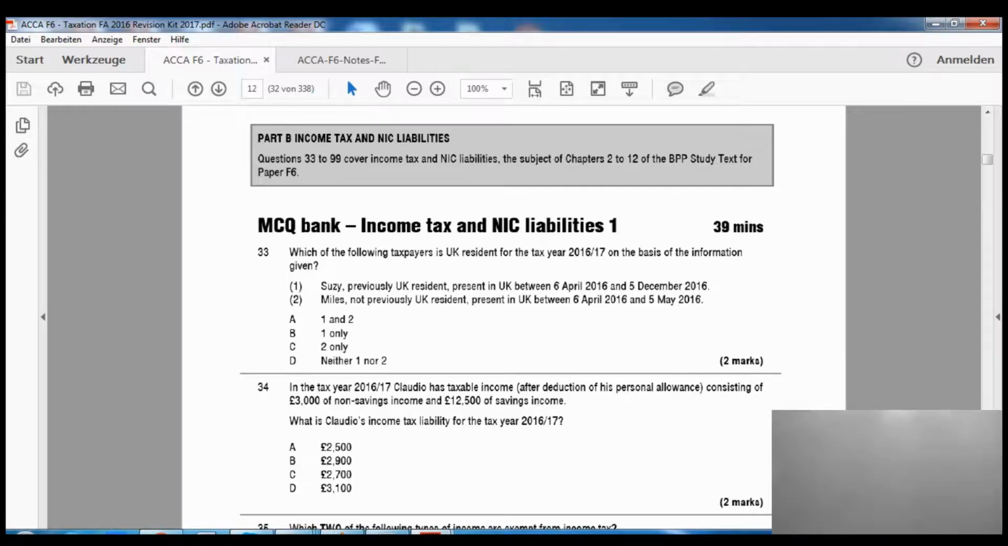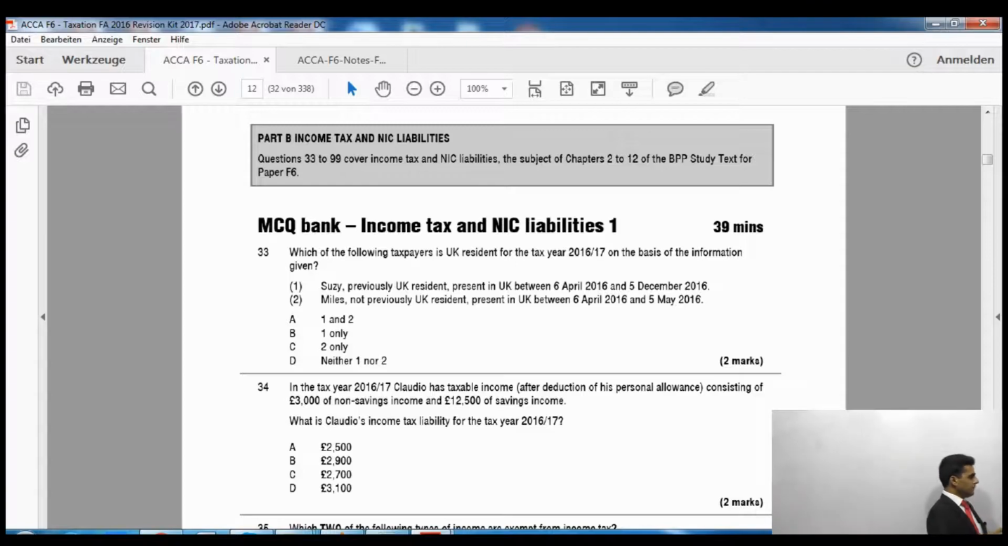The first one is Susie, who was previously UK resident. Now, she was previously UK resident, it is information. And then she's present in the UK from 6th of April to 5th of December 2016. 6th of April to 5th of December. So how many months? April, May, June, July, August, September, October, November, December.